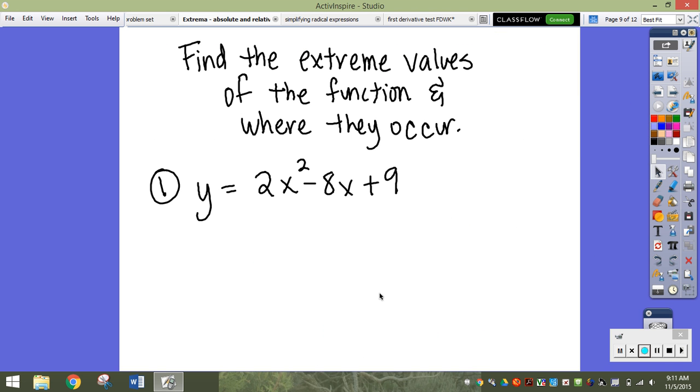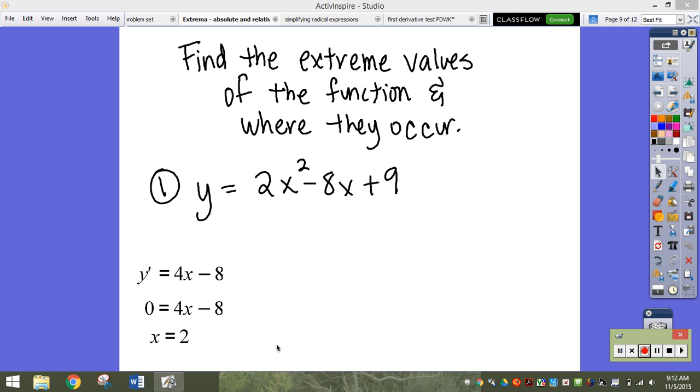Find the extreme values of the function and where they occur. And our function is y equals 2x squared minus 8x plus 9. And the first derivative test is based on the first derivative, so that's what I have to find. And so the derivative of this function would be 4x minus 8. And in order to apply the first derivative test, we need the critical values, or critical numbers. And so I need to take my derivative, set it equal to 0, and solve. So I would rewrite the derivative as 0 equals 4x minus 8, add 8, divide by 4, and x equals 2. So my critical value is at x equals 2.